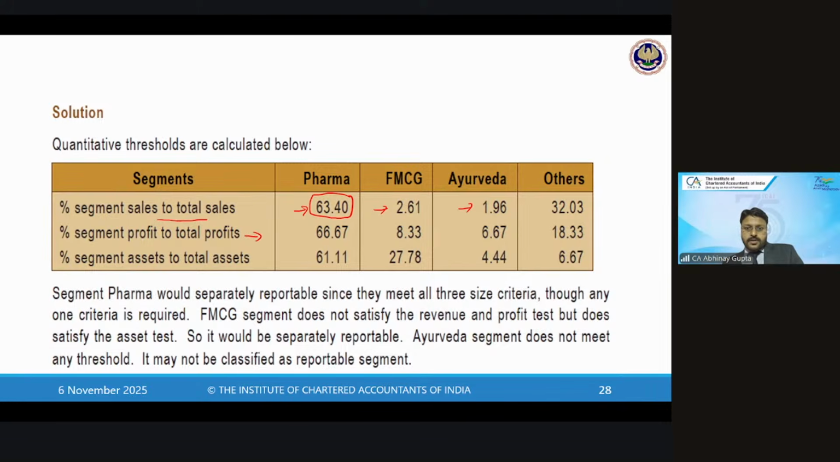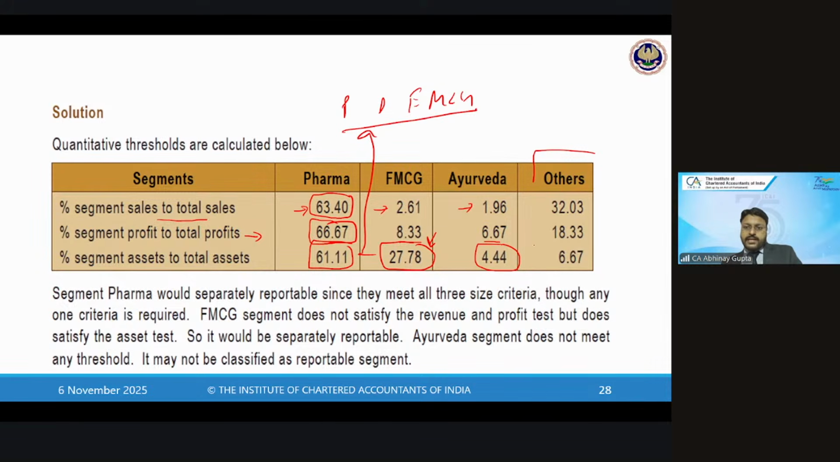Basis on the profits, pharma is 66, FMCG is 8.33, and Ayurveda is 6.77. Again, basis on profits, which segment is reportable? Pharma and others. Others is anyway there. And basis on the total of assets, 61% is the percentage for pharma, 27% for FMCG, and 4% for Ayurveda. So FMCG now becomes reportable. So all in all, two segments are reportable, pharma and FMCG. Correct?